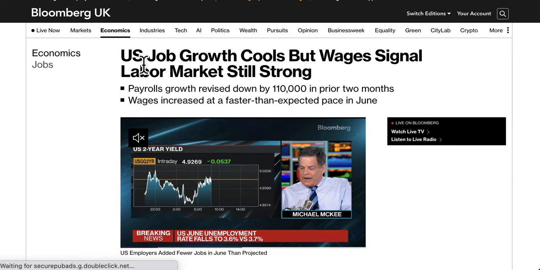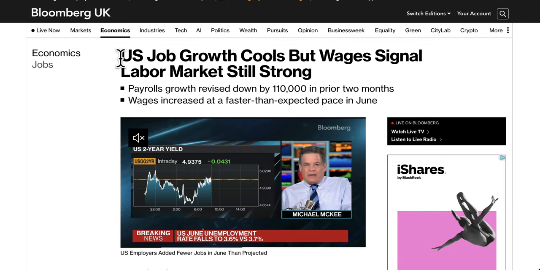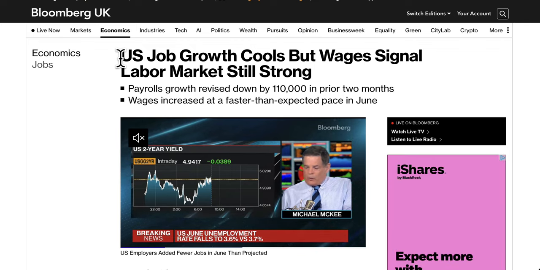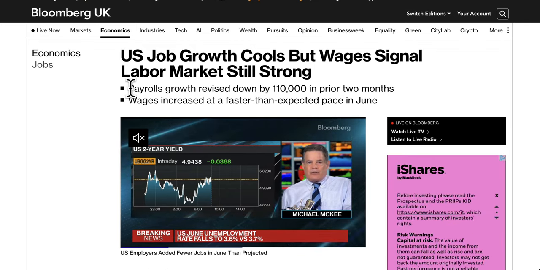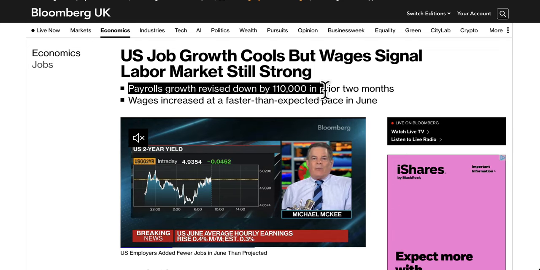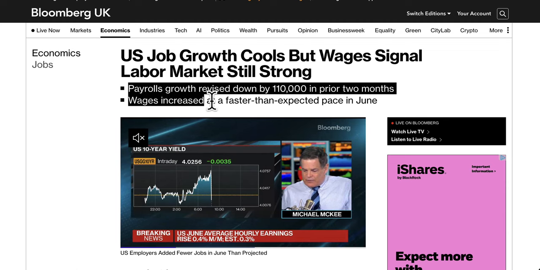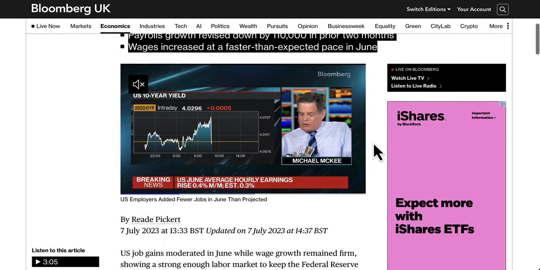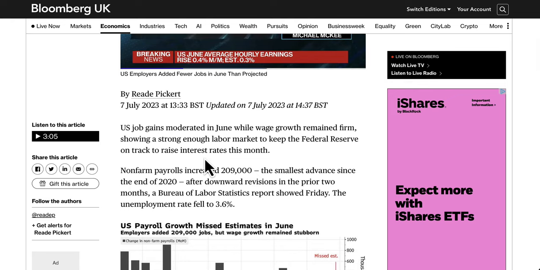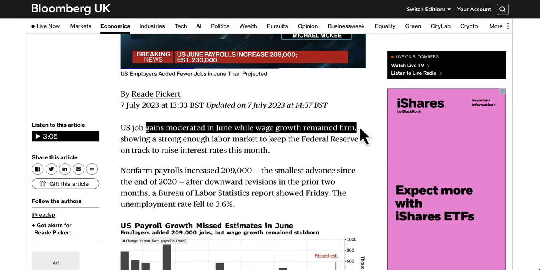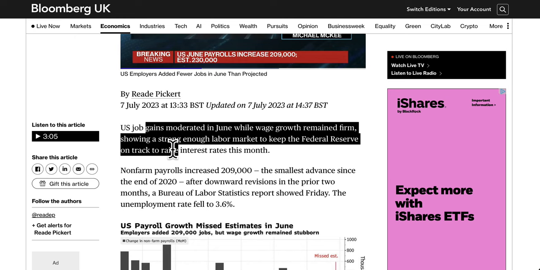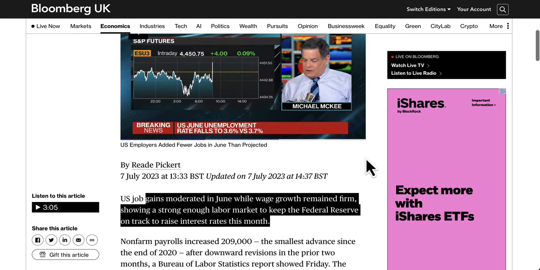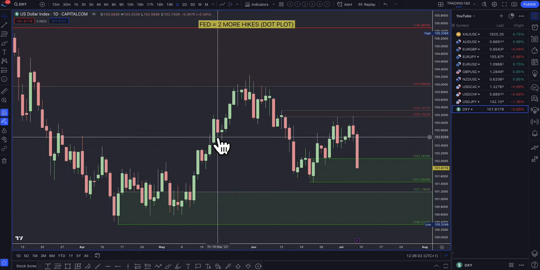Fundamentally, from a data perspective, US jobs growth cools but wages signal the labor market is still strong. Payrolls growth was revised down by 110,000 in the prior 2 months. Wages increased at a faster than expected pace in June, which is a data point that the Federal Reserve is looking at to determine rate hikes. US job gains moderated in June while wage growth remained firm, showing a strong enough labor market to keep the Federal Reserve on track to raise rates this month. And so that should keep the dollar supported.